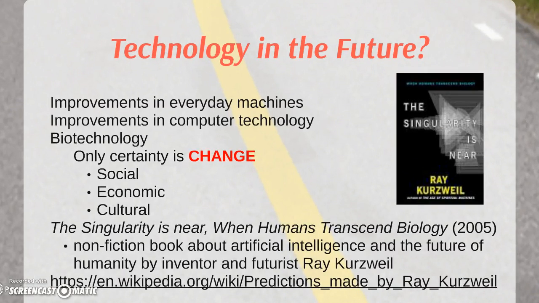What about the future? There's constant improvements in everyday machines, improvements in computer technology, biotechnology, nanotechnology. The only certainty is change, social, economic, and cultural. In 2005, Ray Kurzweil wrote a book called The Singularity Is Near: When Humans Transcend Biology. It's a non-fiction book about artificial intelligence and the future of humanity. And he has some pretty amazing predictions about the increasing of computing power and the ability to map the human brain, and perhaps even to copy the human brain and download it into software.